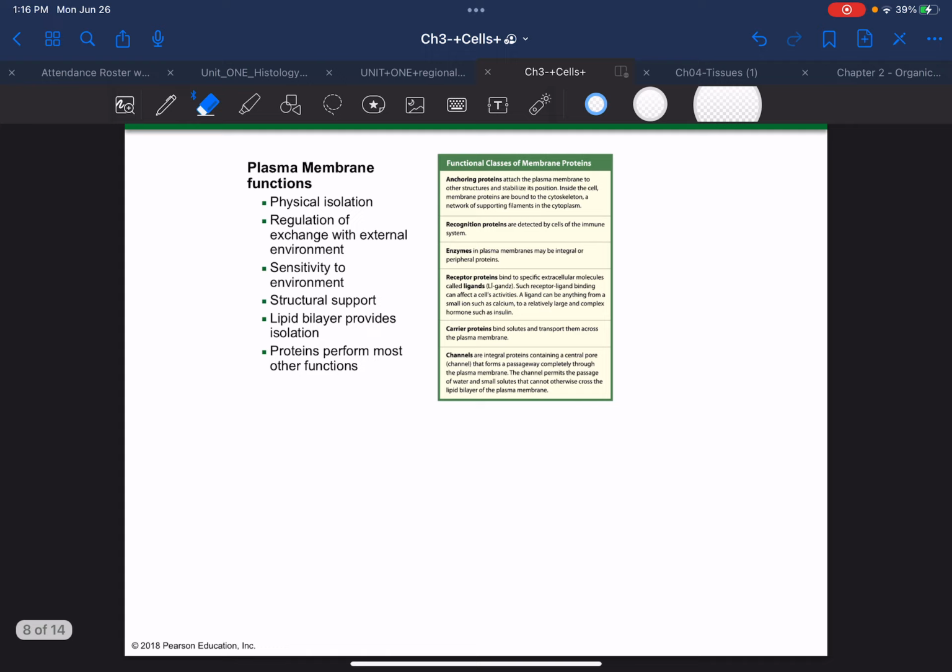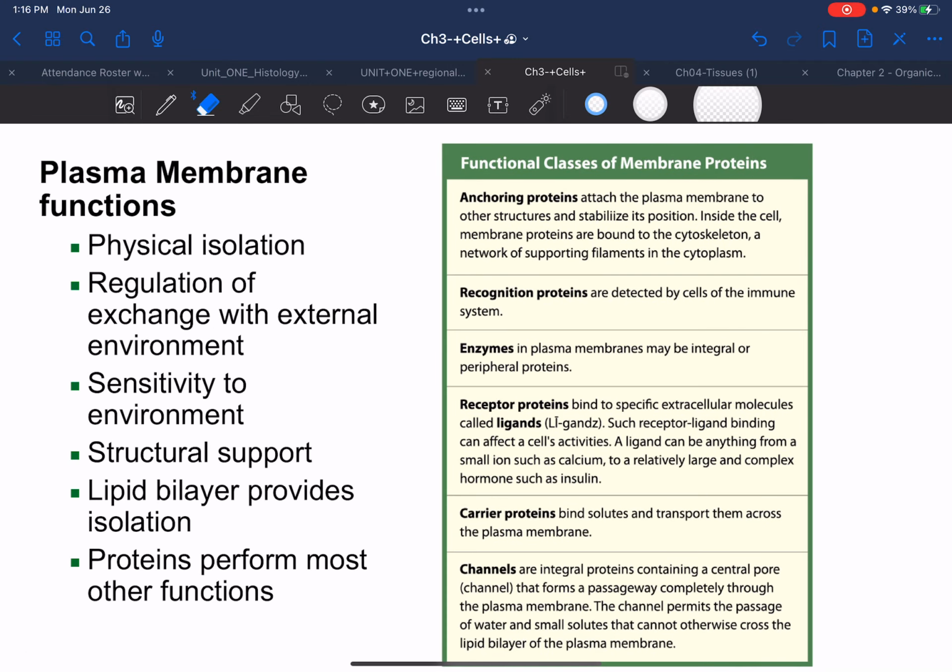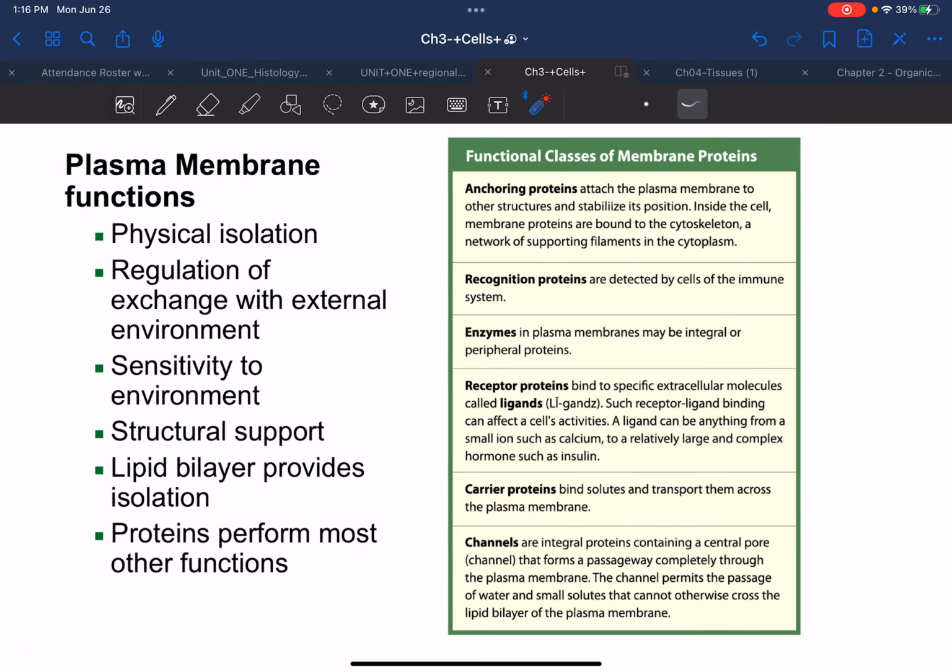And so these are the functions of our plasma membrane. They allow for physical isolation.